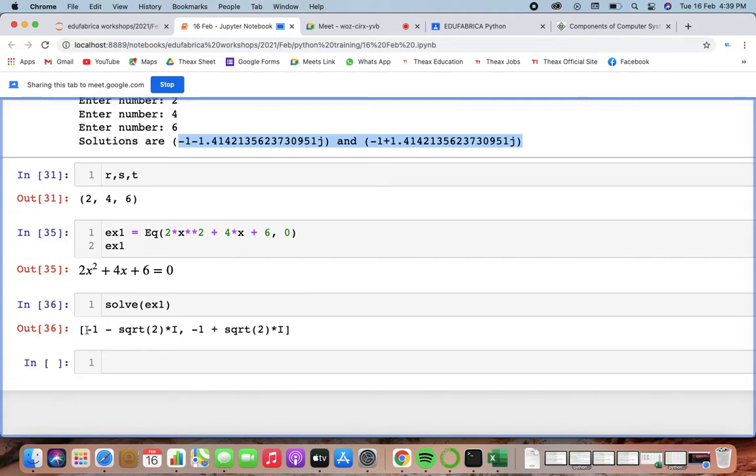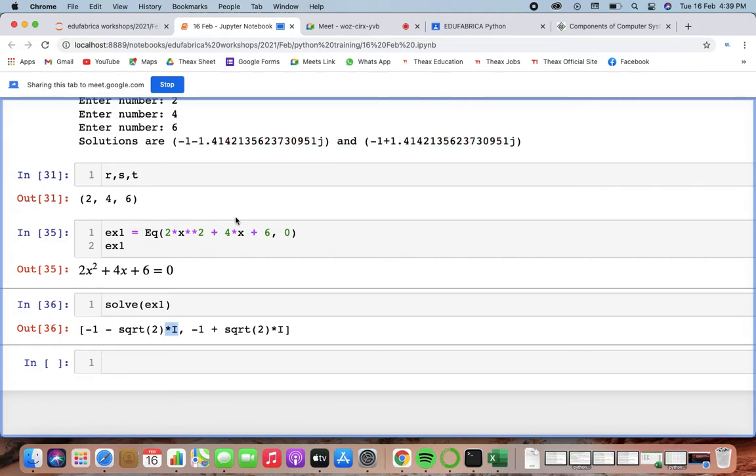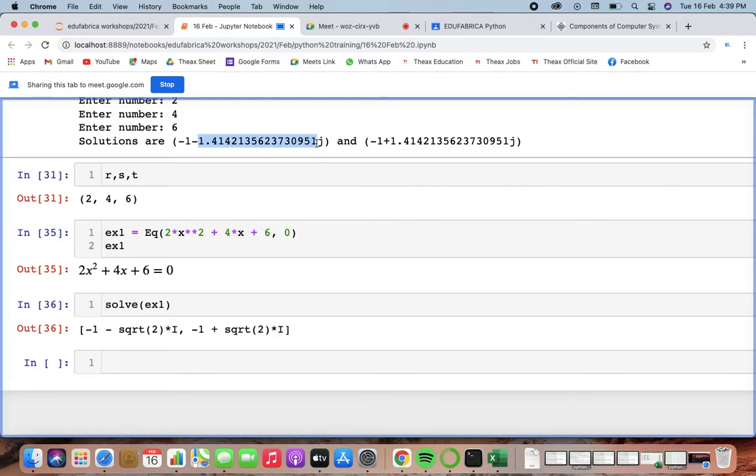See, minus 1 minus the square root of this, with iota, j, in complex form. And here also, minus 1 plus the square root of that 2, and it's definitely 1.41, which is the square root of 2, in this format.